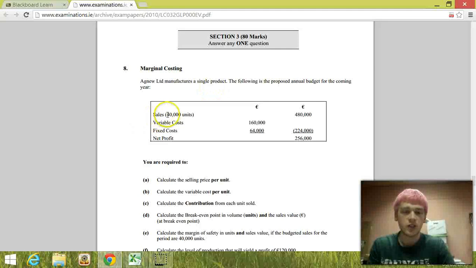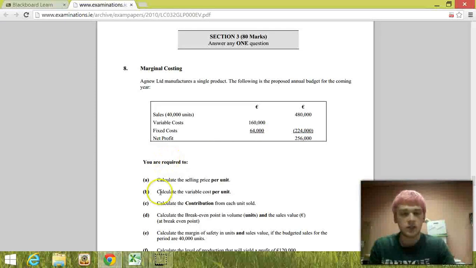So we have sales of 40,000 units giving us €480,000. We have variable costs of €160,000, and we have fixed costs of €64,000. So our total cost is €224,000. By taking the total cost from the sales revenue, we get a net profit of €256,000. Okay, so let's move into the question.